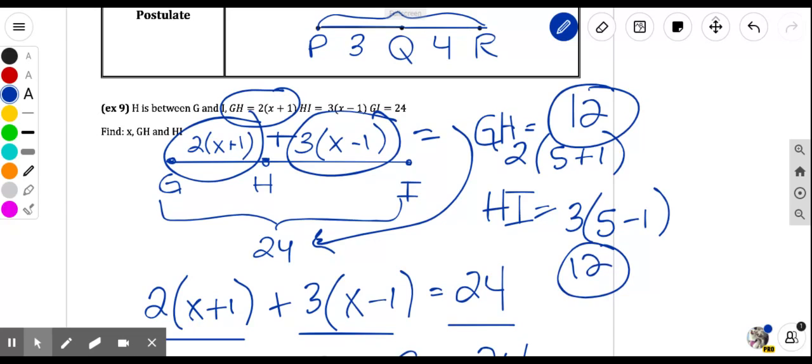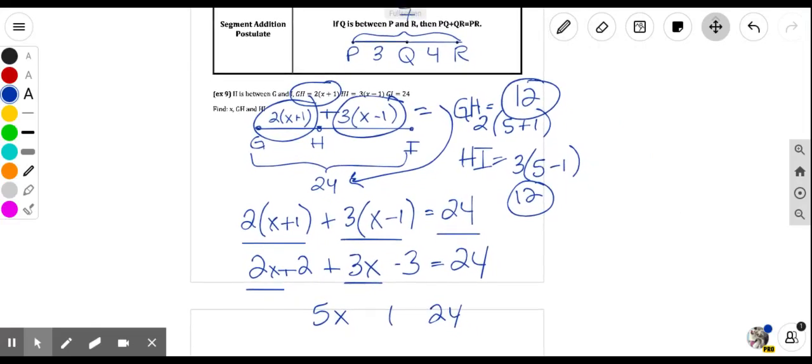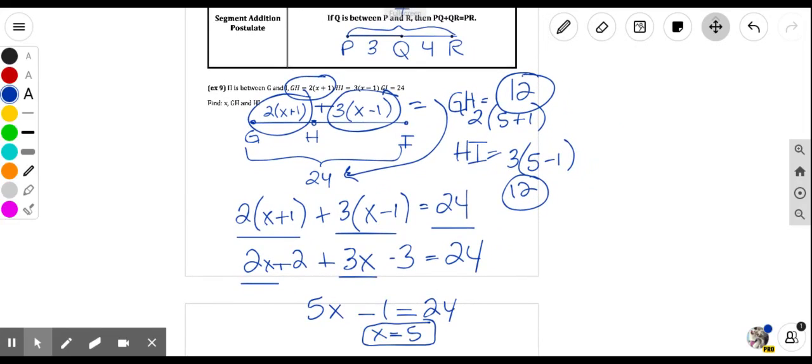So since GH and HI ended up being equal, that does mean that H is the midpoint, but we didn't know that going into it. So this was the only way that we could have solved it because we didn't know that H was going to end up being the midpoint. So that's segment addition. You take all the small little pieces and you add them together and set it equal to the big piece. So that is it for this lesson.